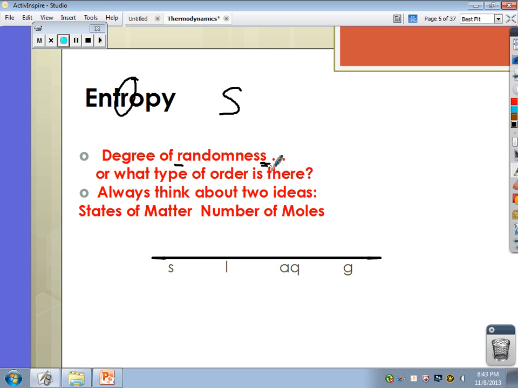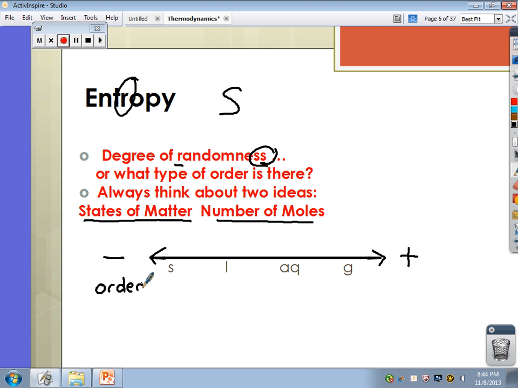Now, I like the fact that there's two S's in randomness because there's two things to remember: states of matter and number of moles. Now on this number line, these are states of matter: solid, liquid, aqueous, and gas. This number line is just like a number line you have in math, where solids are more negative, they are super duper ordered.